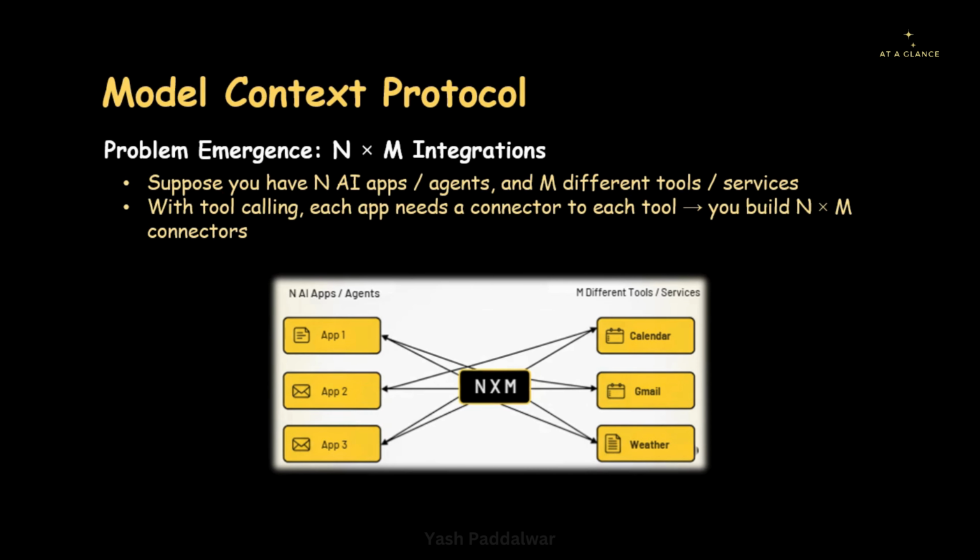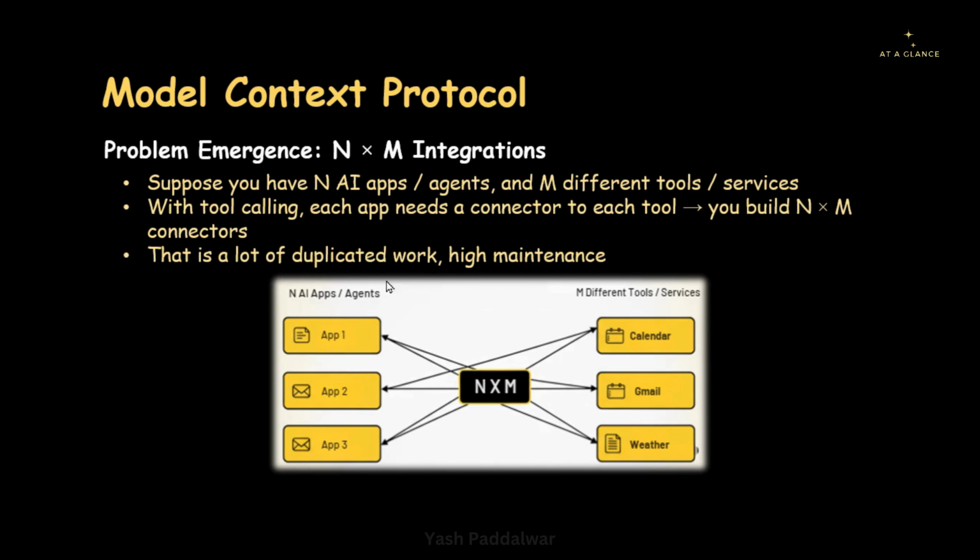So, in short, if you have N applications and you have M tools, you will have to create N multiplied by M connectors, one for every application. Even if you are using the same tool, you will have to define it again and again for every application. So this is a problem.